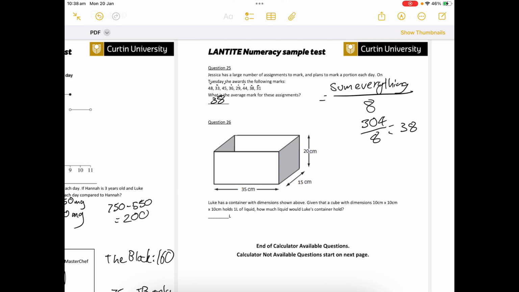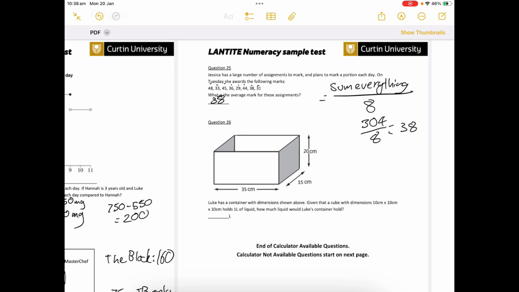Alright, last question of the calculator section. Luke has a container with the dimensions shown above. Given that a cube with dimensions 10 centimeters by 10 centimeters by 10 centimeters holds 1 liter of liquid, how much liquid would Luke's container hold?